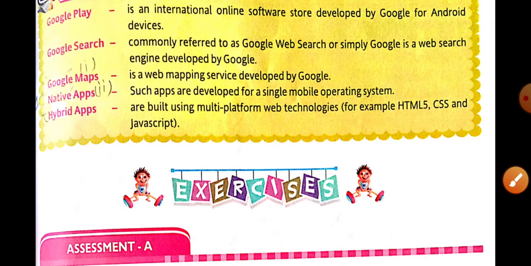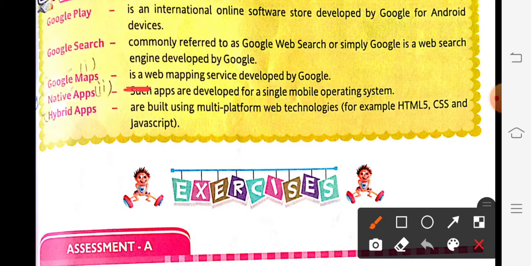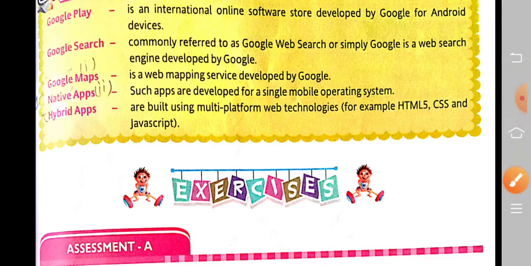Look at here for native app. Write the answer from here. In place of such apps, write native apps. Native apps are developed for a single mobile operating system. And do not write this native app in the form of a heading. Simply write the answer with the blue pen. No need to put any heading. Write it simply. Native apps are developed for a single mobile operating system. Right? Next.